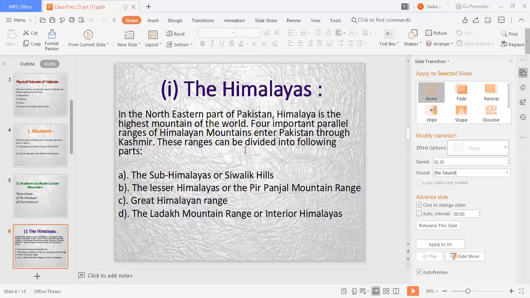4 important parallel ranges of Himalayan mountains enter Pakistan through Kashmir. So we are going to discuss these four parallel mountain ranges. As I told you, the Himalayas in the northeastern part of Pakistan, Himalaya is the highest mountain of the world, and four important parallel ranges of Himalayan mountains enter Pakistan through Kashmir.